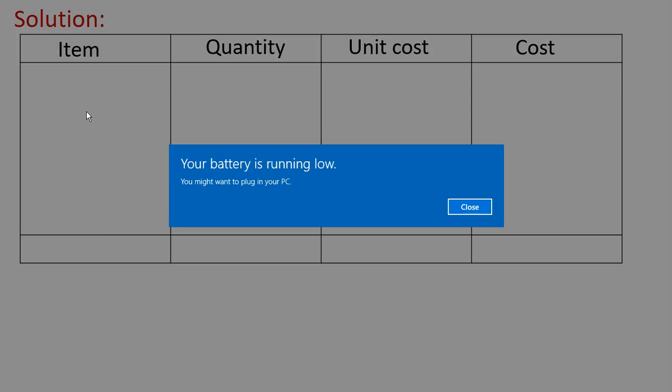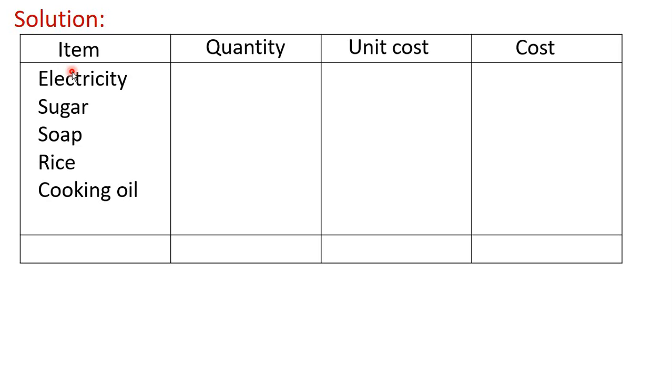Now we are going to look at the items. When you look at the question, we have electricity, sugar, soap, rice, cooking oil, and beans. So every item that this man is going to spend on, we are going to include here. So we shall have electricity, sugar, soap, rice, and then cooking oil, and then we shall also have beans.